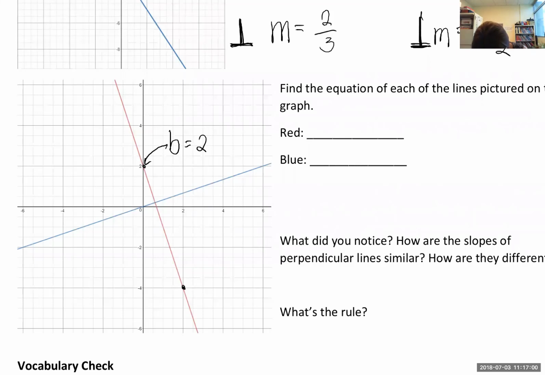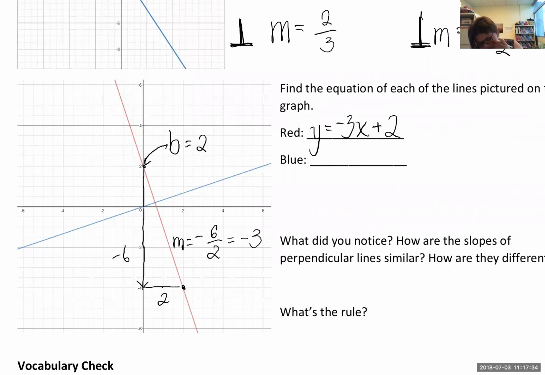So I'm going to go down 2, 4, 6. I went down 6, -6, and I go over 1, 2. And so I have a slope of -6 over 2. Now, obviously, that guy will reduce. -6 divides perfectly by 2. That's -3. So I have a slope of -3 for my red line. So my red line equation would be y is equal to m is -3, and I have a positive 2 b, so I write plus 2.